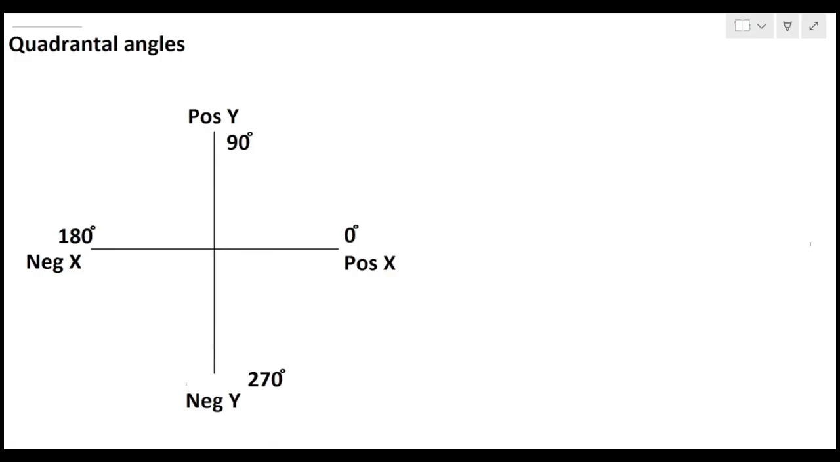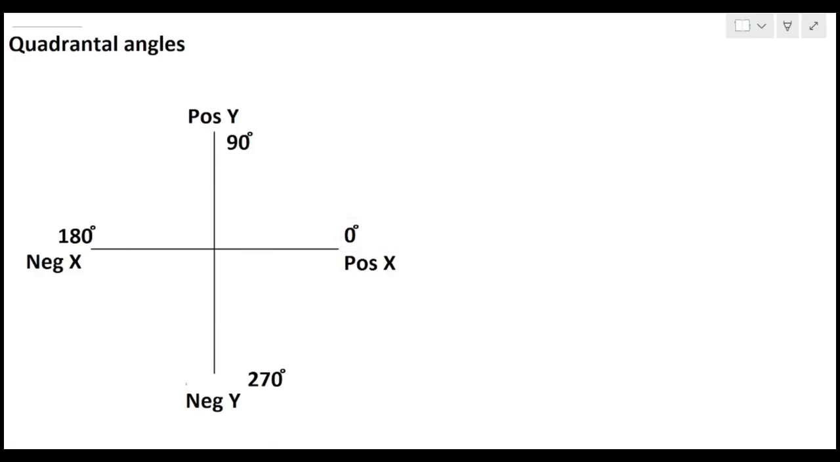So if we convert this to radian measure, 0 degrees in radian measure is 0 radian, 90 degrees in radian measure is pi by 2 radians, 180 degrees in radian measure is pi radians, and 270 degrees in radian measure is 3 pi by 2. But when we go back to this 0 degree, now a full rotation has been completed and the degree will be 360 degrees. So the radian measure will be 2 pi radians.